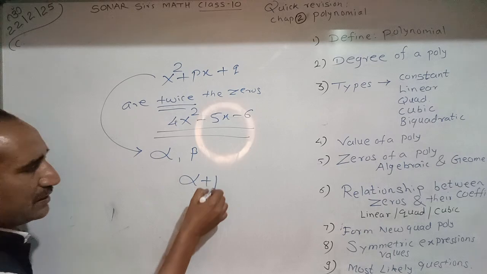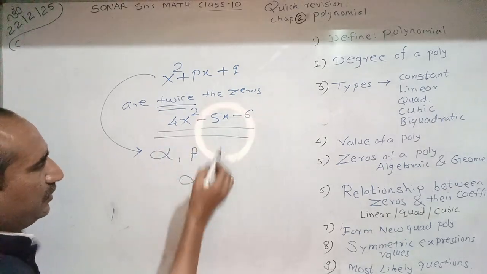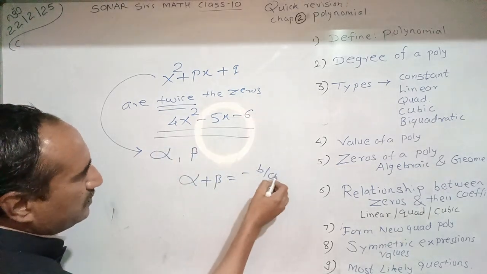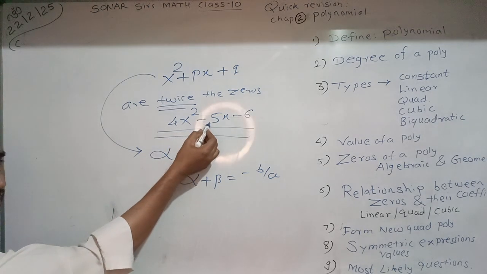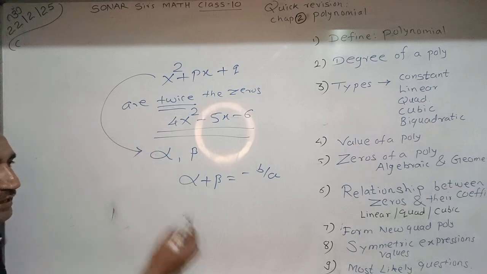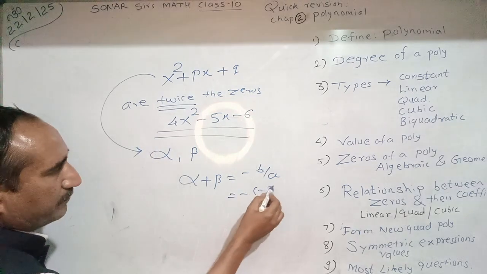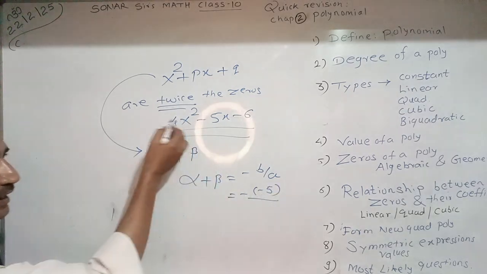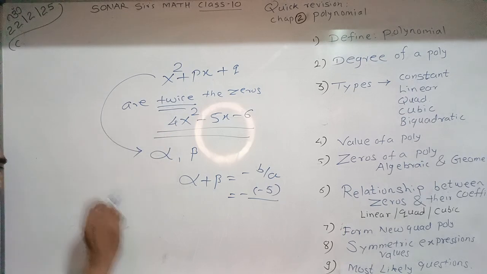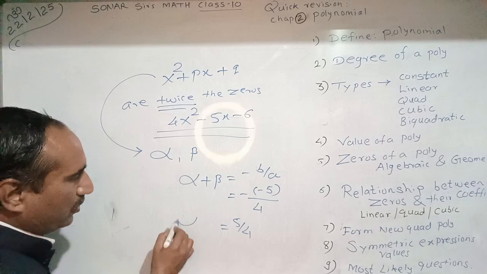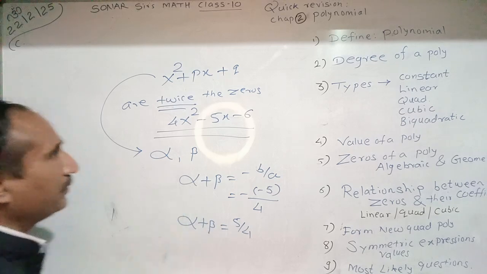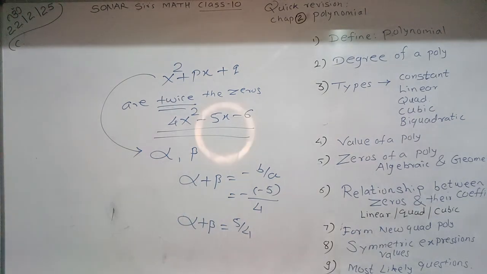Alpha plus beta is equal to minus b upon a. Here we can see the coefficient of x, that is b, is 5, so minus 5. And the coefficient of x square, that is a, is 4. So it becomes minus 5 upon 4. This is alpha plus beta.